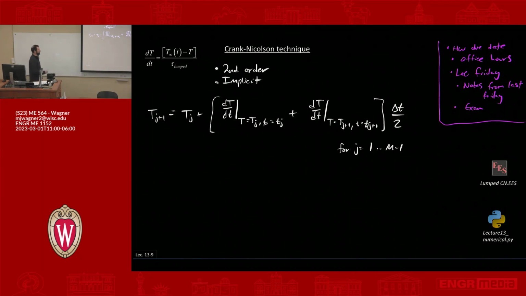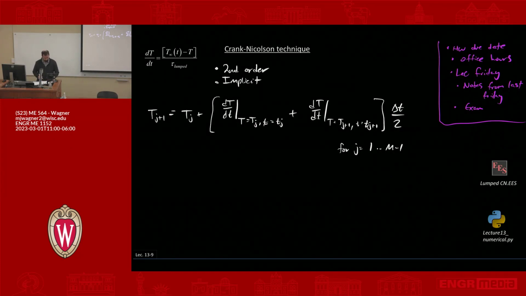OK, so you can kind of see what we're doing. Right? We have basically Euler's technique, this first part. And then we have the fully implicit technique here. And we're just adding the two together and taking the average. So just a combination of stuff you already have thought about.